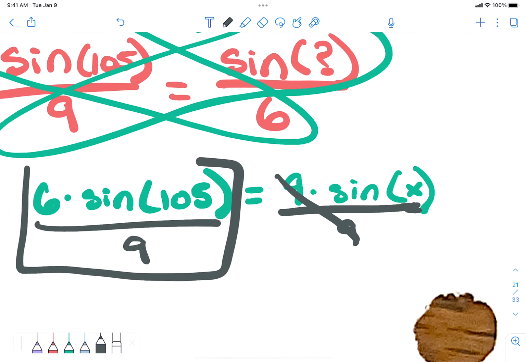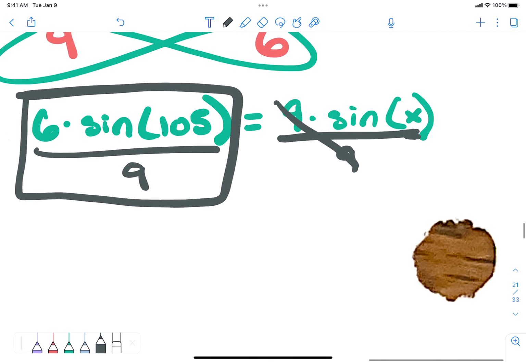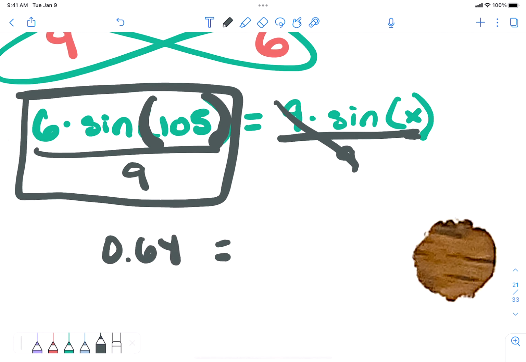This stuff right here. Somebody type that into your calculator and see what you get. 6 times sine of 105 and then divide by 9. Okay, and if you type it in all at one shot, make sure you close the parentheses on the 105 before you divide by 9. Otherwise, it's going to give you a weird answer. Okay. What you got? 0.64. Okay, that sounds right.